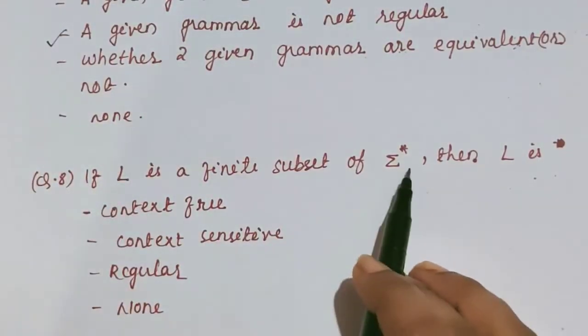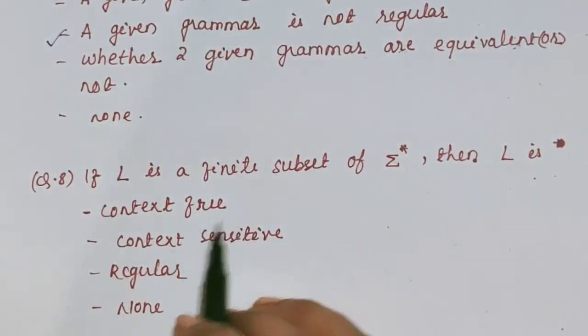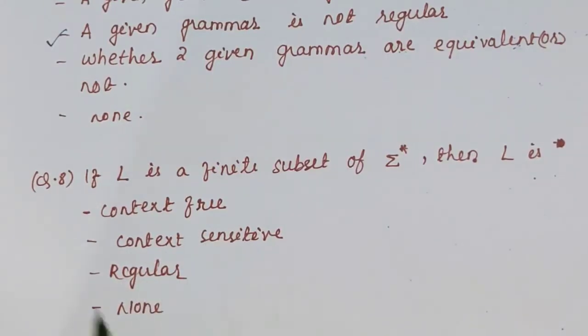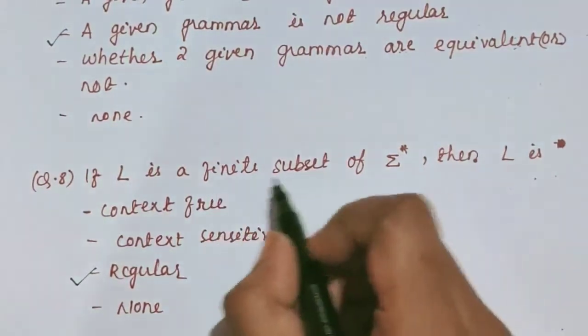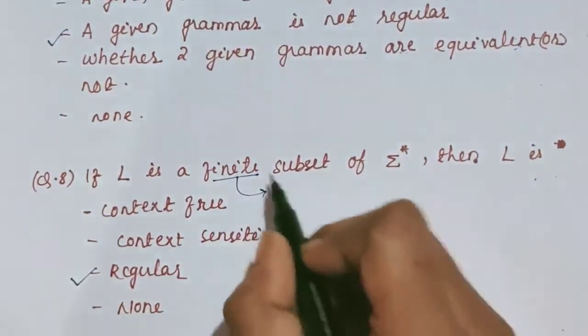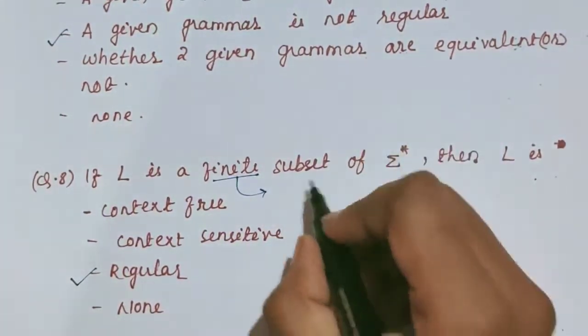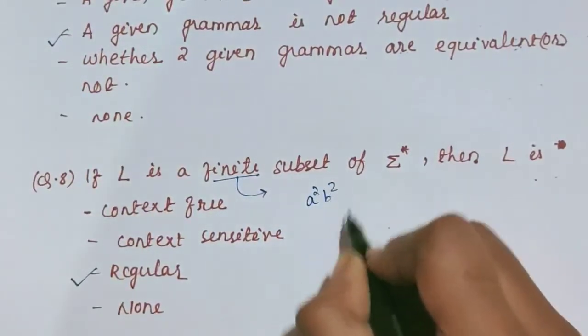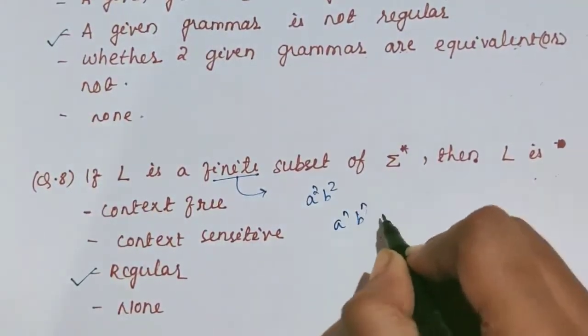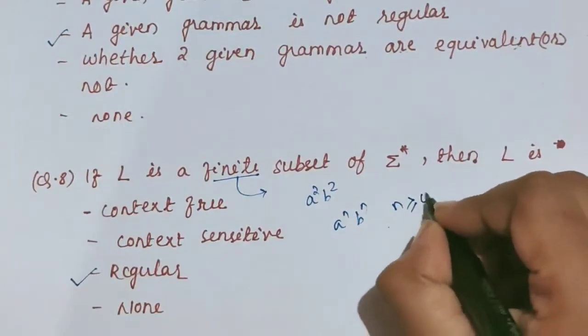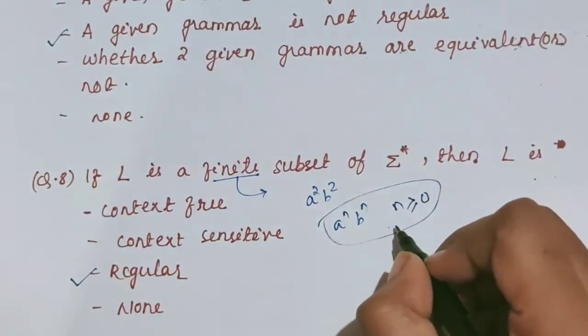If L is a finite subset of sigma star, then L is context free, context sensitive, regular, or none of these. This will be regular. Finite subset means finite is always regular, because a to the power n, b to the power n, n greater than or equal to 0, is a context free language.